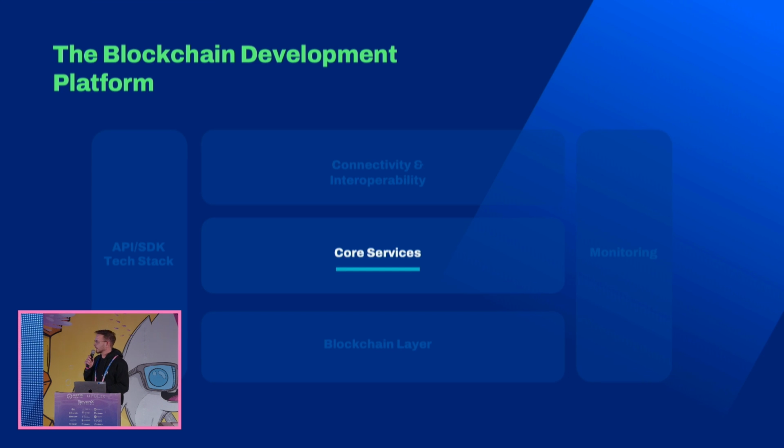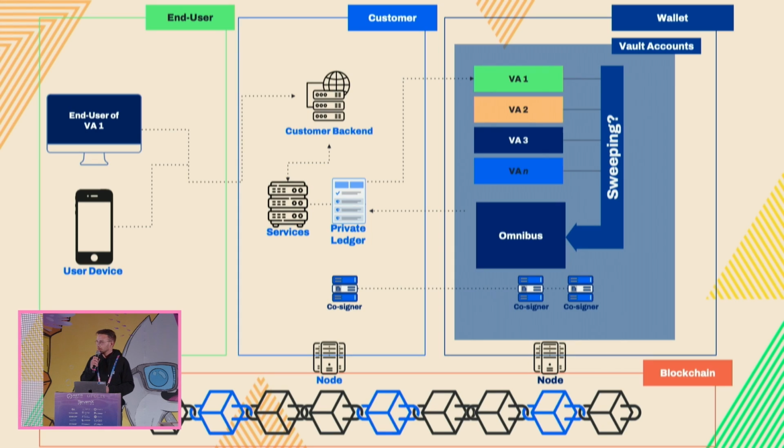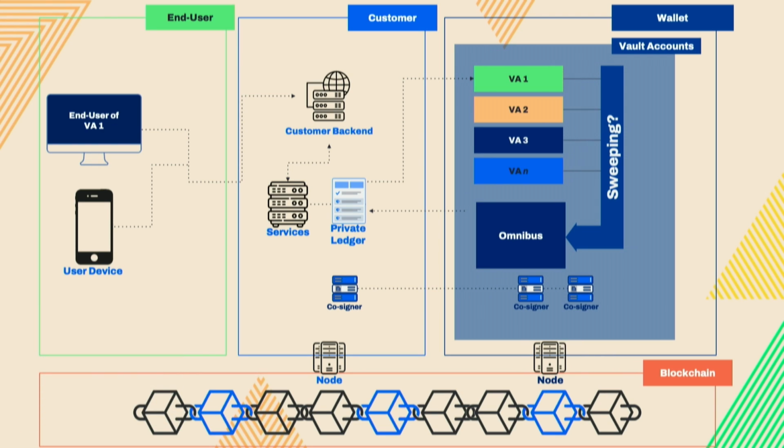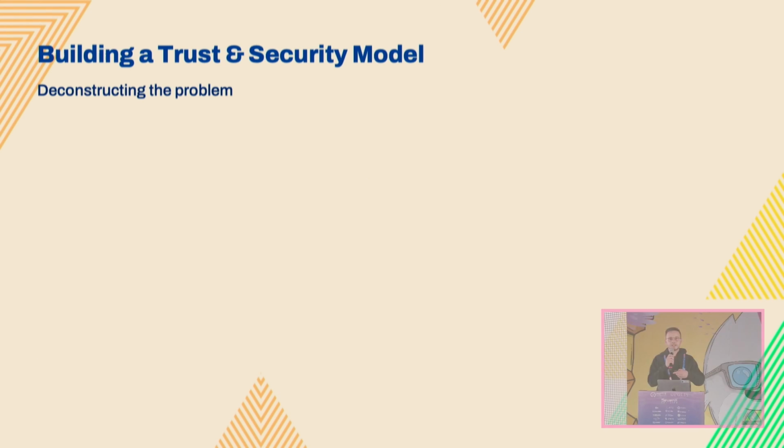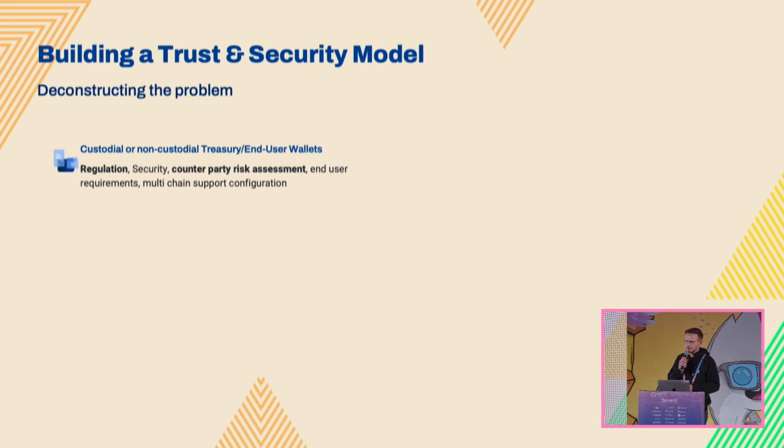Great, so we discussed the blockchain layer. Let's deep dive a bit into the core services. This is an example of quite a simple architecture of a blockchain-based product. Most of our clients would say that it is very simple. Actually, it gets much more complex than that. But the core layer is all about building a trust and security model around your product. So the custody model is something crucial that you need to be thinking of when deciding how to design your product.